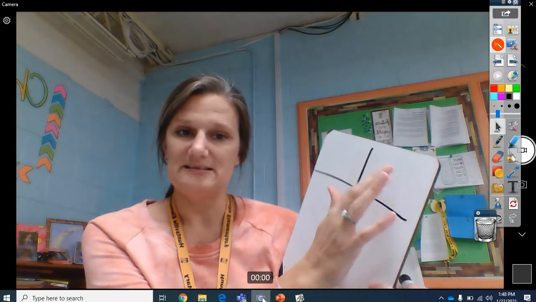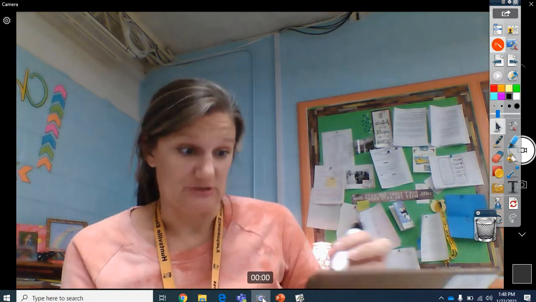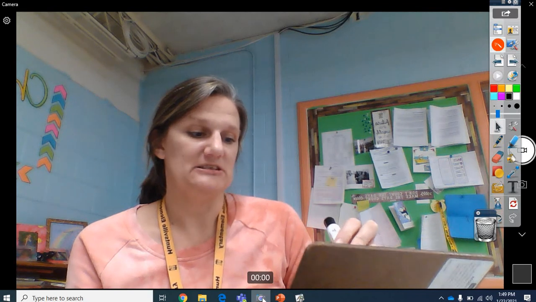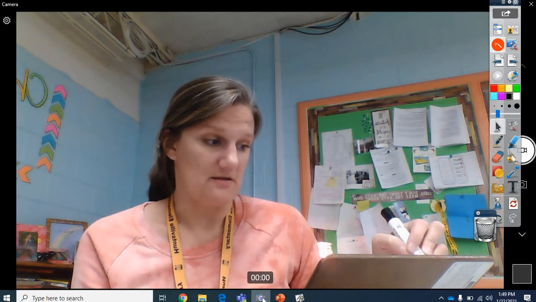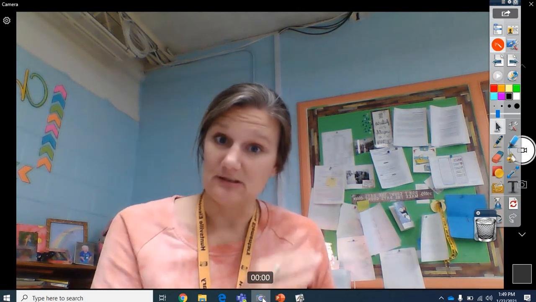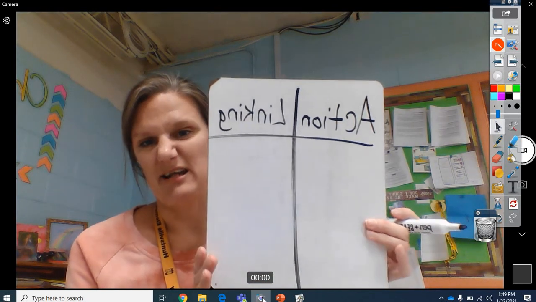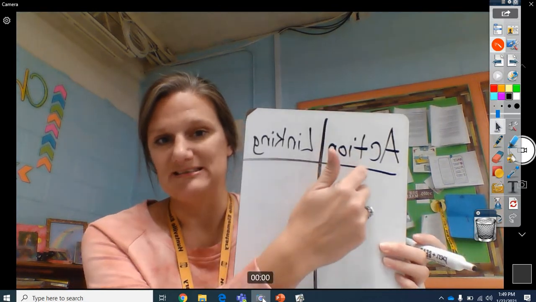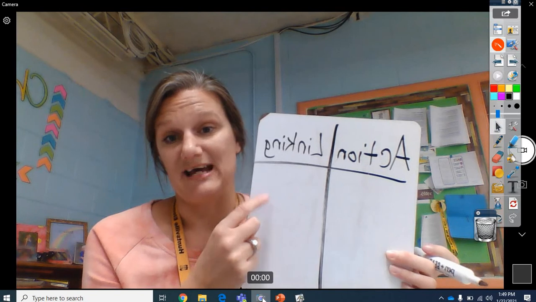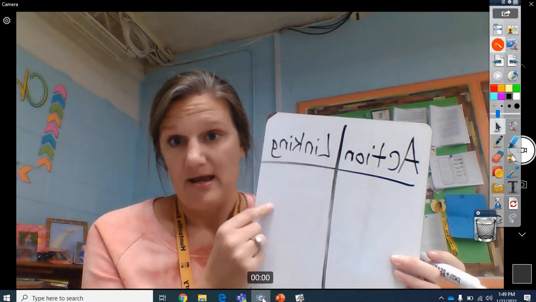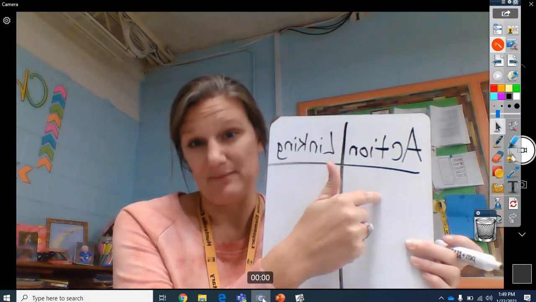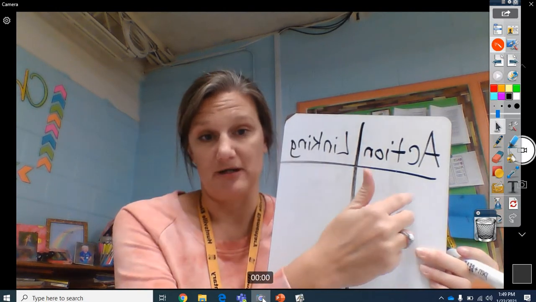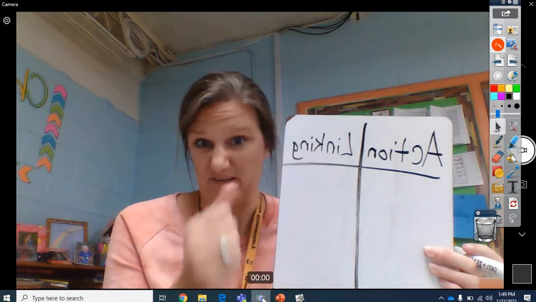And on one side of your T-chart, you're going to write action, because these are going to be the action verbs. And then on the other side of your T-chart, you're going to write linking, because that's where the linking verbs go. So I know that's backwards, but you get the idea. One side should say action, one side should say linking. And then when you look at this list of words here in just a second, you're going to put them under the right place. If it's an action verb, put it under action. If it's a linking verb, put it under linking, okay?